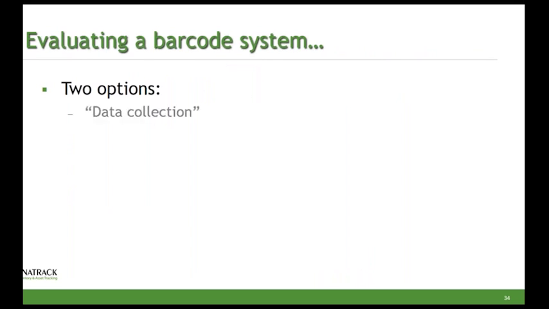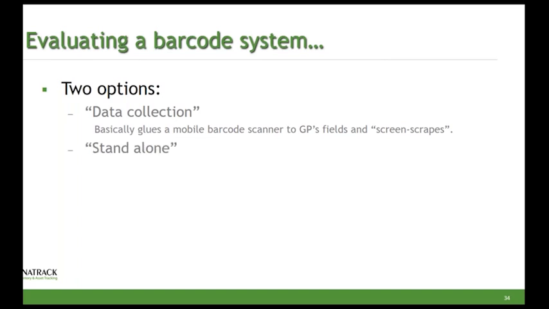Evaluating a barcode system, just want to tell you you've got 2 options. One is data collection, which basically glues a mobile barcode scanner to GP's field and does what's called screen scraping. So this is kind of the old school way of doing it, where you take that batch mode system that was designed to do things afterwards, but now instead of typing it at a screen over here, you're kind of remote casting it so that somebody could be scanning a barcode. That's data collection.